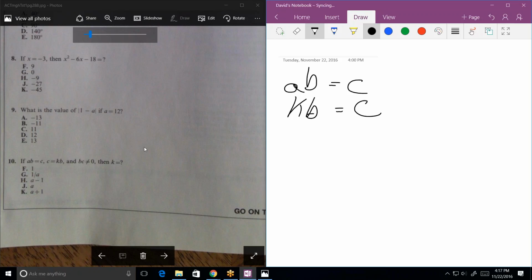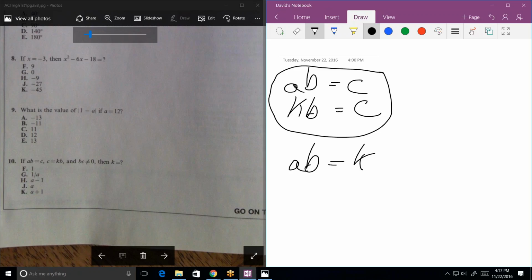Forget that. That's just a statement that says you're not going to be dividing by 0. I'll point that out in a moment. But what is true if they're both equal to C? K equals A, right? Correct. In other words, AB has to equal KB.